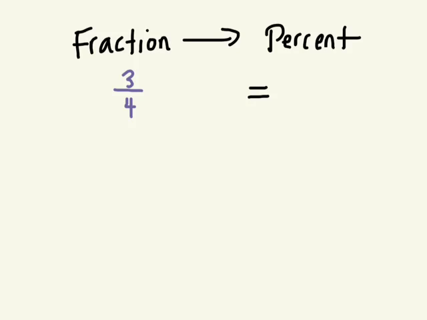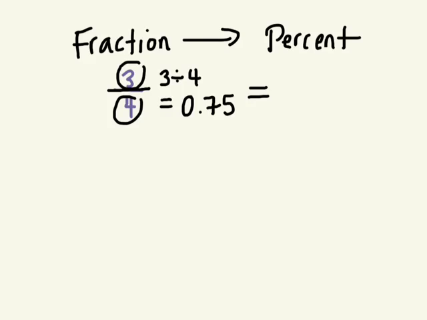Excellent. We're going to turn the fraction into a decimal. So we're going to take the numerator and we're going to divide it by the denominator. What's 3 divided by 4? We're turning this into a decimal. Good. 0.75. Is that a percentage?